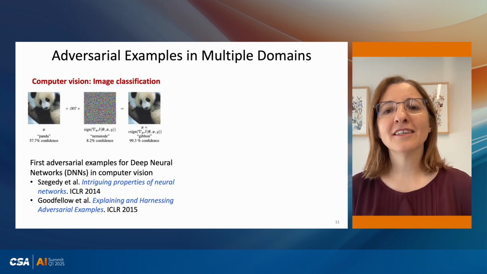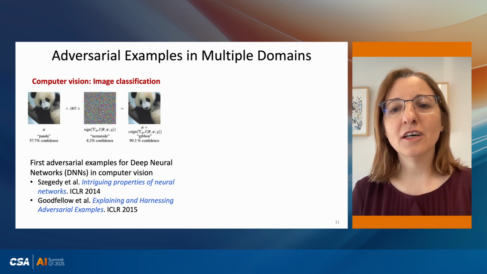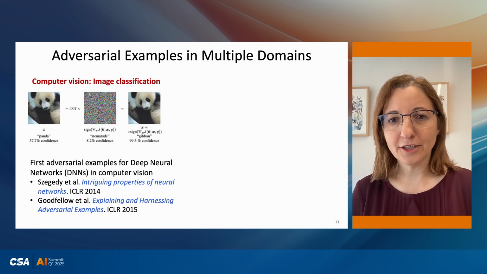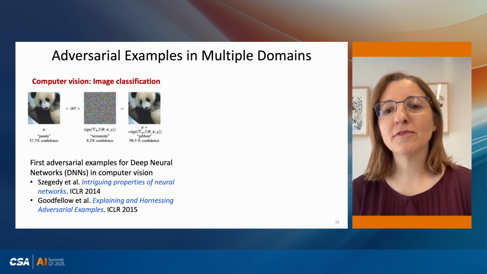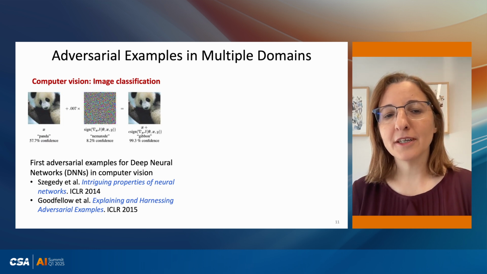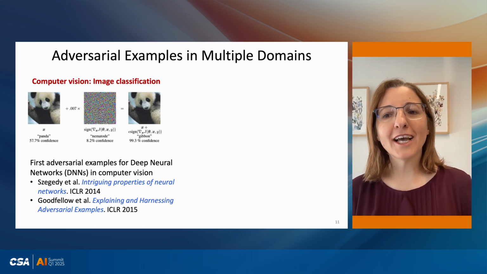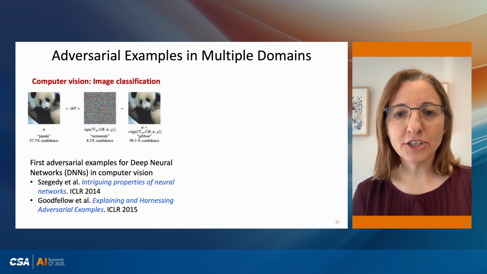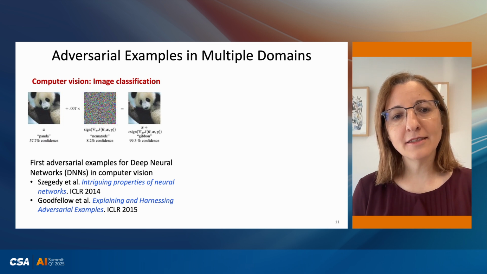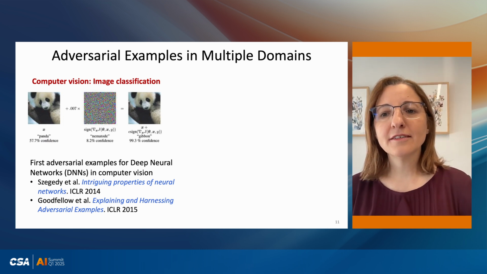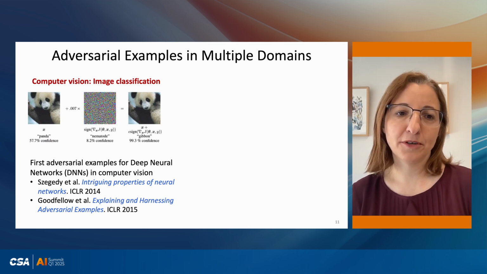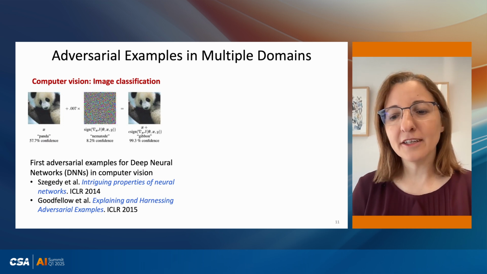Initially, adversarial examples were discovered for deep neural networks, DNNs, in computer vision applications. And this is a famous image from the Goodfellow and others paper in 2015, in which the attacker adds adversarial noise to a panda bear image, and the model misclassifies it as a gibbon. And this discovery of adversarial examples in computer vision, in fact, started the field of adversarial machine learning, about 10 years ago.